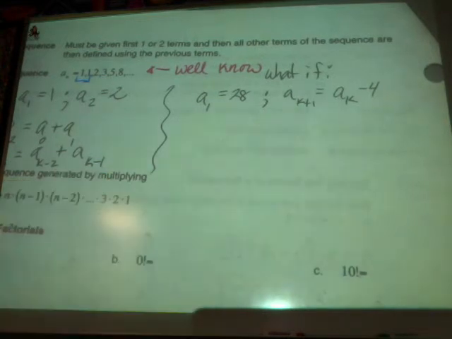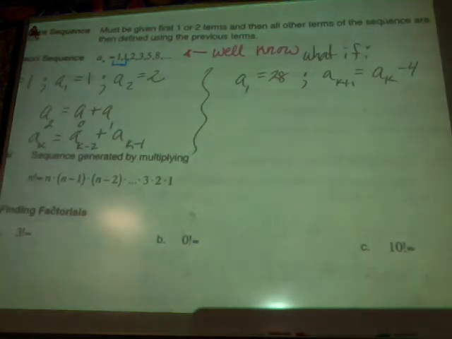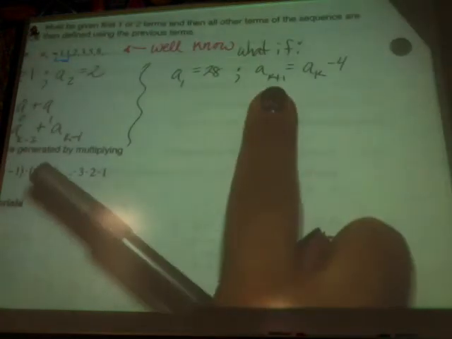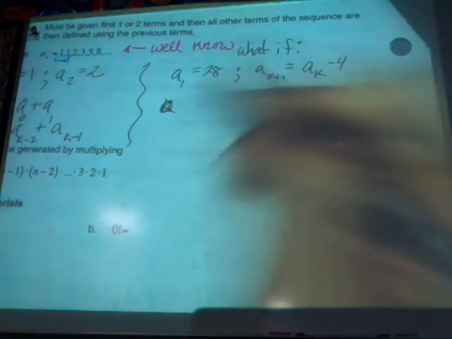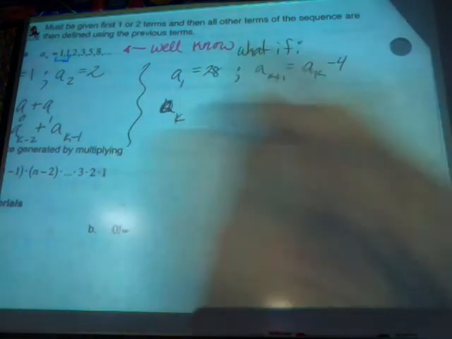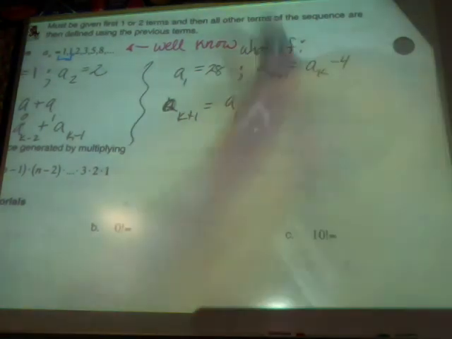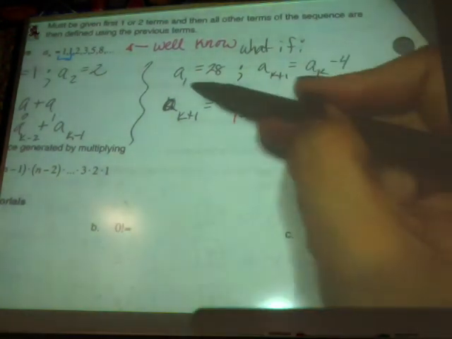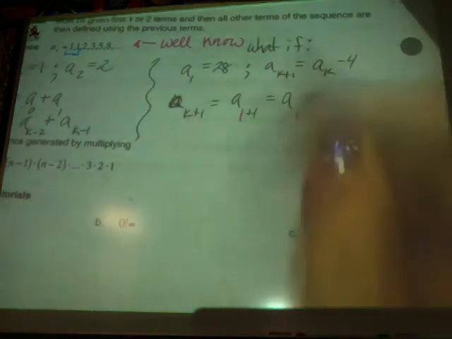So this is a little different than the one that we did over here, where we used a minus. So sometimes you have a minus going on, which means you go backwards. And if you have a plus, you go forwards. So I'm looking for the next term in the sequence. So a sub k plus 1 would be a sub 1 plus 1, right? Because k is 1, equals a sub 1 minus 4.